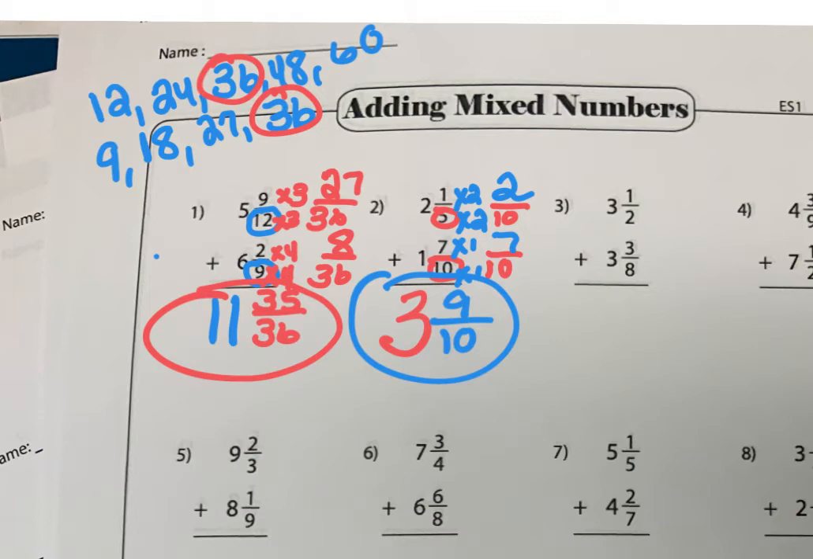Next one, look at number 3. What do I need to add first? Whole numbers. What are my whole numbers? 3. 3 plus 3 is? 6. Okay, and then I'm going to look at my denominators. What are my denominators? 8 and 2. Which one's larger? 8. Okay, will 2 go into 8? Yes. So my denominator is going to be 8.